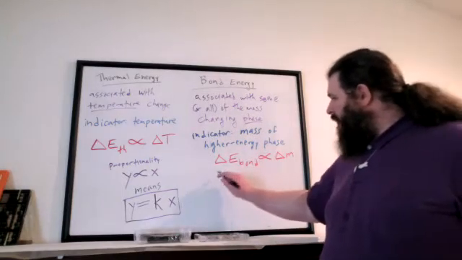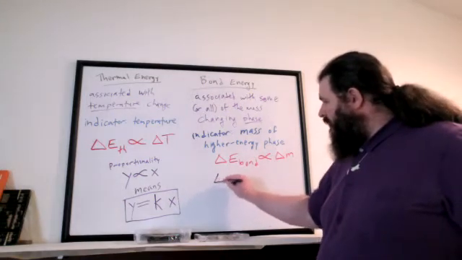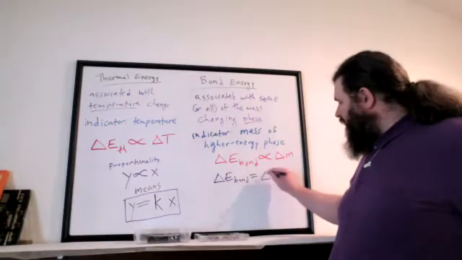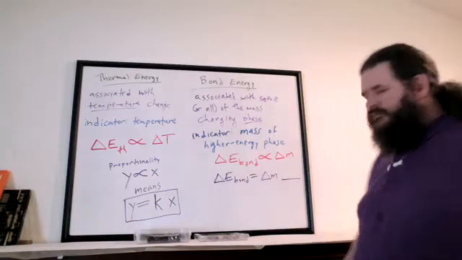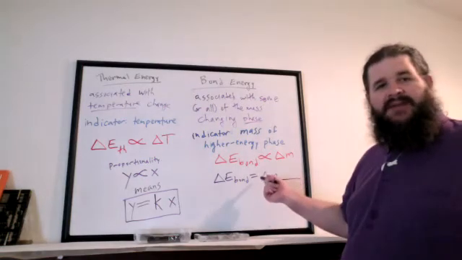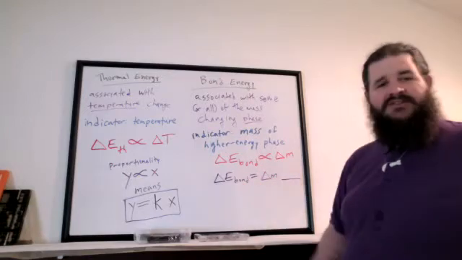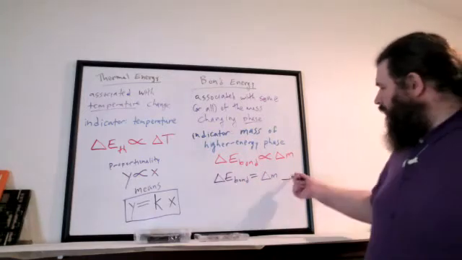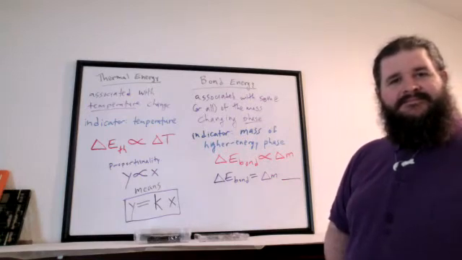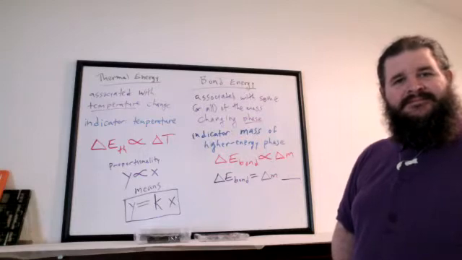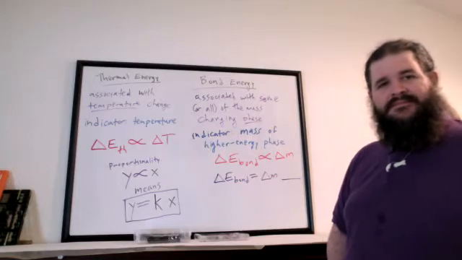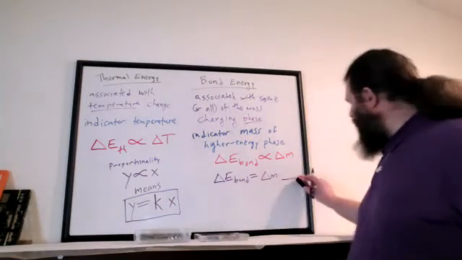So we should be able to rewrite this proportionality as an equation. Delta E bond better equal delta mass times some constant. There's got to be some constant we can multiply by the amount of mass we want to melt to figure out how much energy it's going to take to melt it. And what do we call that constant? Delta H? Yeah, it's usually written as delta H.